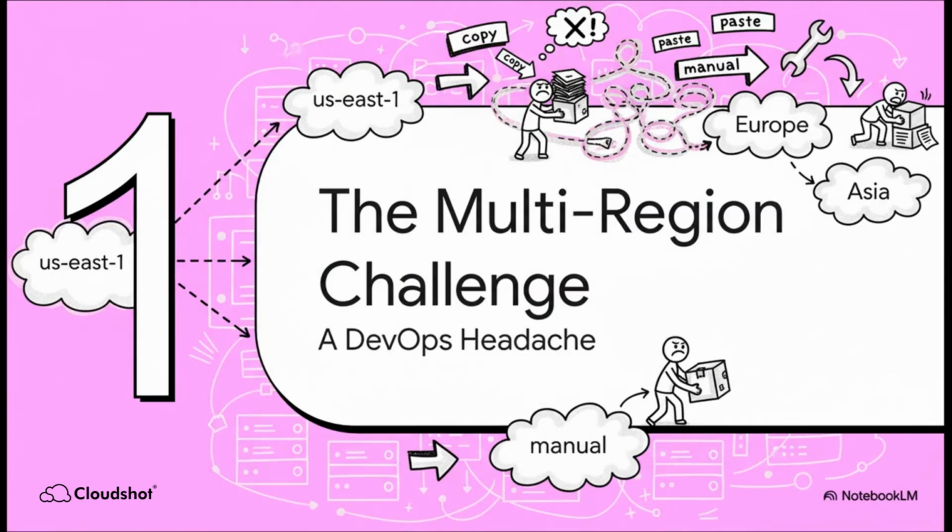Okay, so let's just paint the picture here. You've got your infrastructure humming along beautifully in, say, US East 1. Everything's perfect. But now the boss says you need it replicated over in Europe, or maybe Asia. What's the next step usually? A whole lot of copying, pasting, and praying you didn't miss a single little detail in your Terraform code. It's a universal challenge for sure.